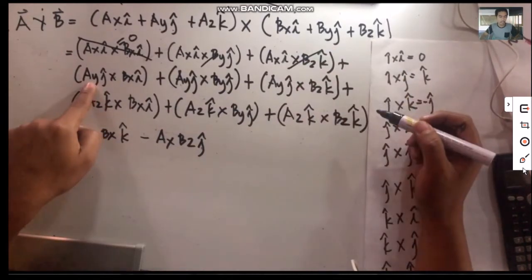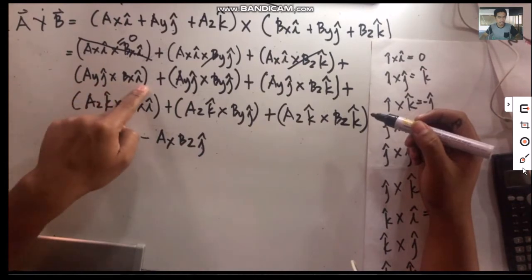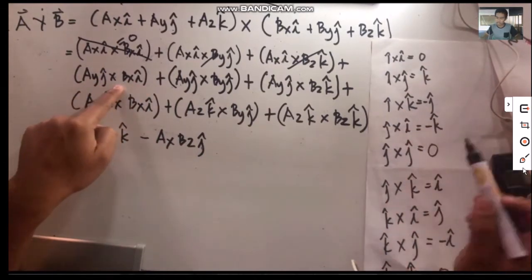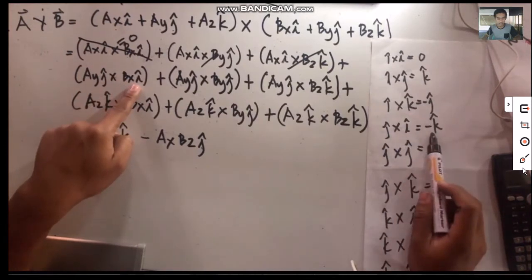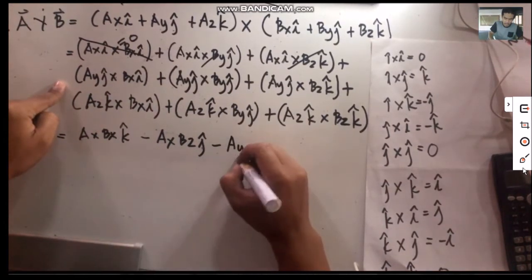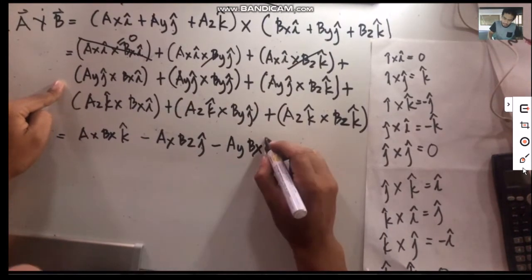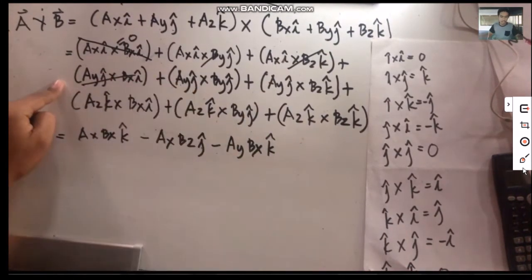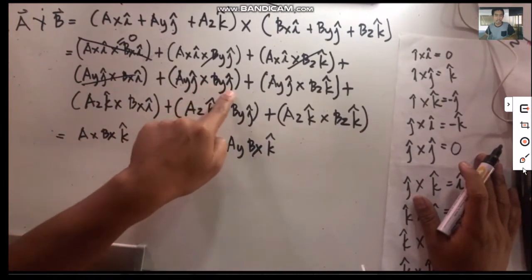Okay, so we're done with this. How about this one? Ay j hat cross Bx i hat. What is j hat cross i hat? J hat cross i hat is negative k hat. Right? So this is minus Ay Bx k hat. So we're done with this. How about Ay j hat cross By j hat?